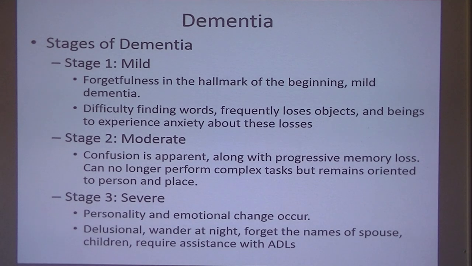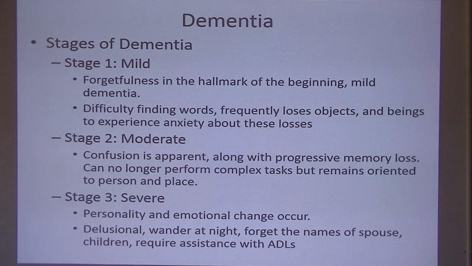Let's see, stage 1. This is when a patient begins to forget things. They have difficulty finding words or losing objects often. Stage 2 is when confusion and memory loss are apparent and undeniable. They are still oriented to themselves and place, but during this stage, they may begin to tell stories, or they may say that they need to go pick up their child from school who is now 40 years old and is no longer in school.